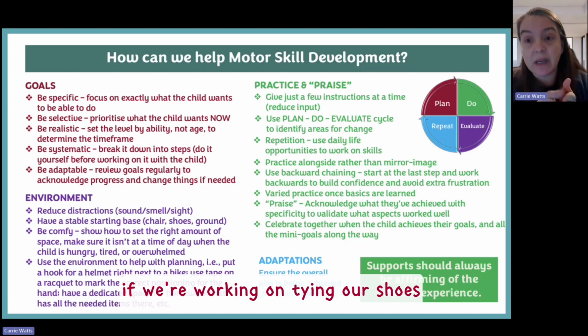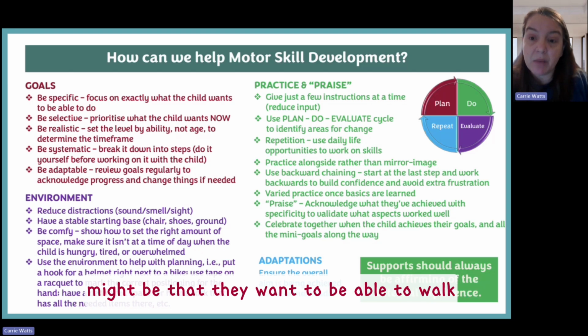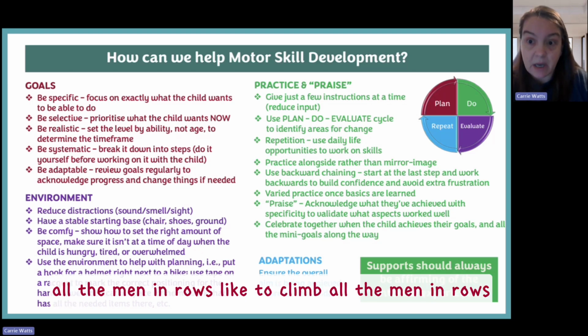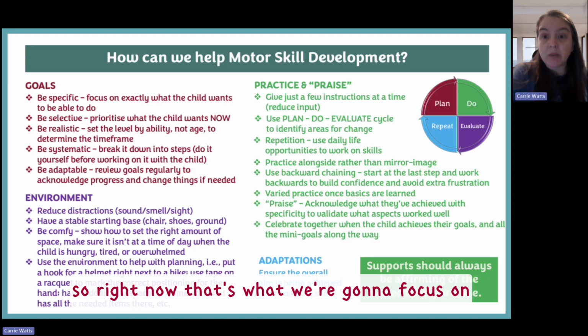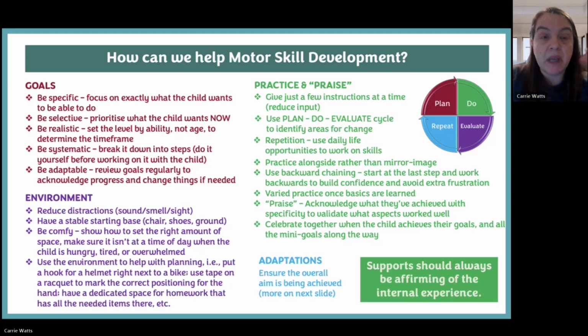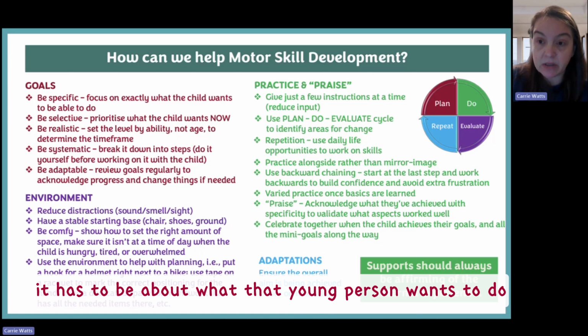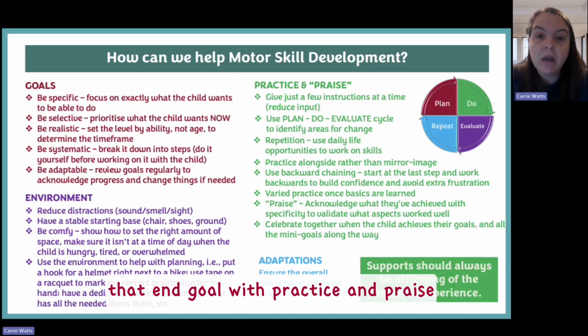We need to be selective about what we're working on, what the child needs to work on now. Like I said, if we're working on tying our shoes, the end goal for that young person might be that they want to be able to climb all the Munros. But first they need to be able to get their boots on. So right now, that's what we're going to focus on. Because it has to be about what that young person wants to do, but it also has to be practical to help them get to that end goal.